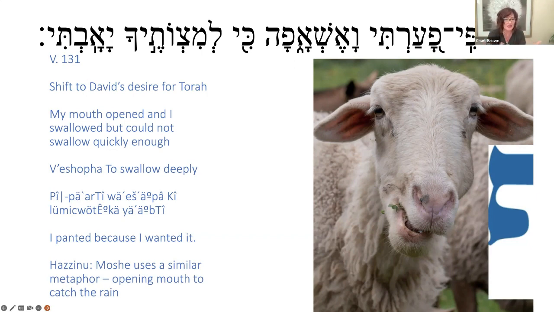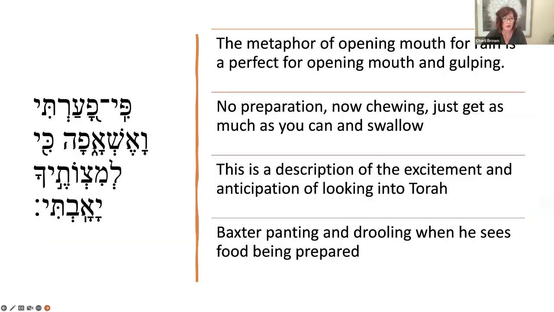Moshe uses a similar metaphor in Hazinu about opening your mouth, catching the rain, that the word would be like rain, where you would open your mouth up and it would just pour into your mouth and you couldn't get enough. The metaphor of opening a mouth for rain is perfect because this verse is like he's gulping. I want you to see it as not like, oh, I opened my mouth, like a little, like you put lipstick on. No, he opened his mouth and he's gulping it. He's so hungry, he wants it to come in as fast as possible.